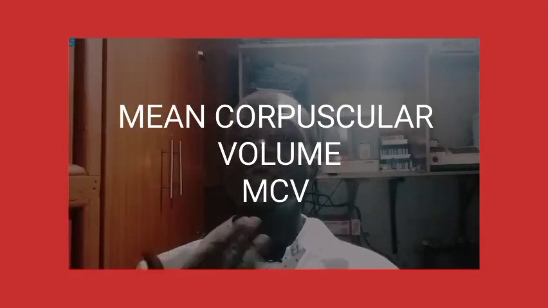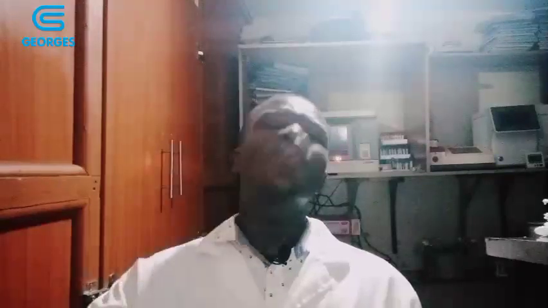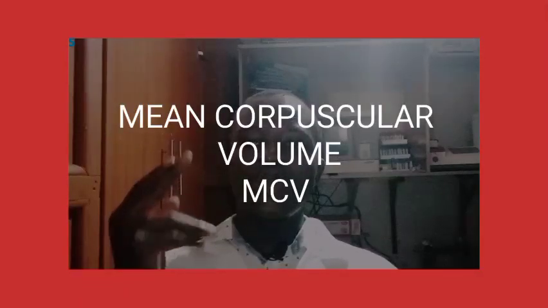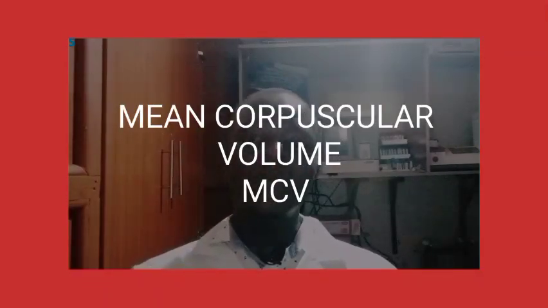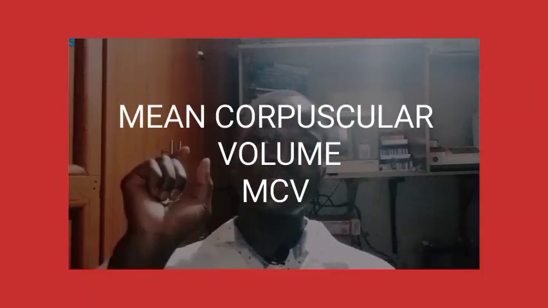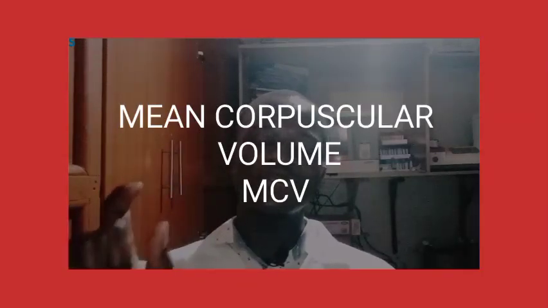When I was doing the MCH, I mentioned the MCV, and I told you the MCH correlates with the MCV. So what is the MCV? The MCV is a measure of the average amount, or generally just the size, of an RBC. MCV in full is mean corpuscular volume. So you see there is a volume there. It is a measure of the average volume or the size of an RBC.